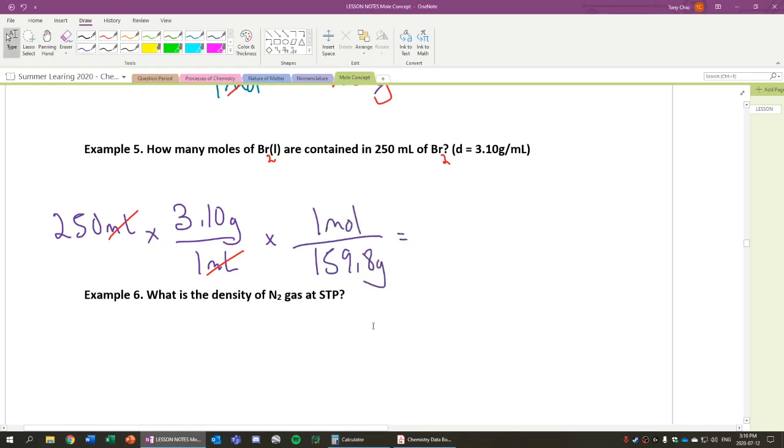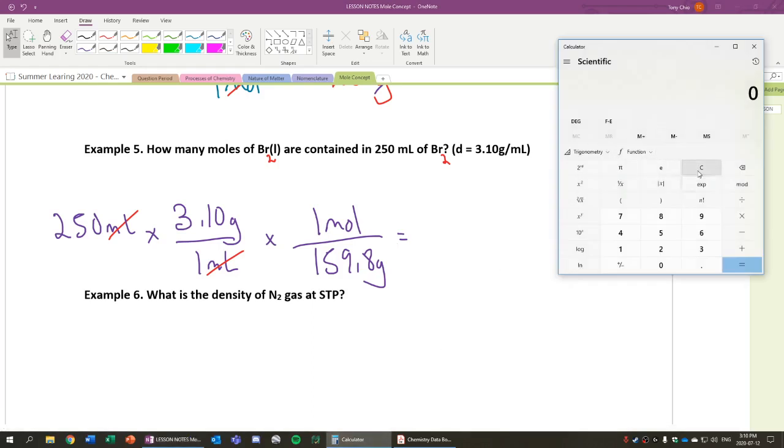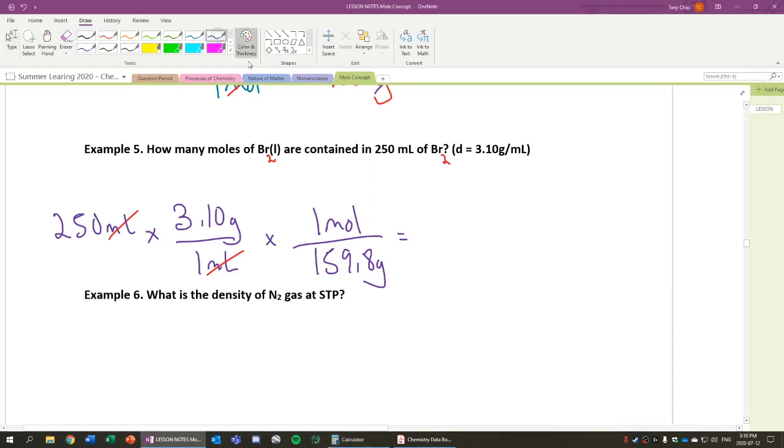So now we can solve for how many moles of bromine we have. 250 times 3.1 divided by 159.8. And we're going to get, in this case, 2 sig figs, because this value is 2 sig figs, 4.8. 4.8 moles of bromine is present.